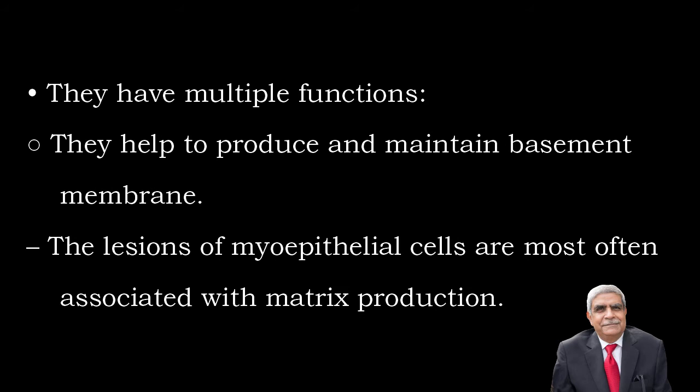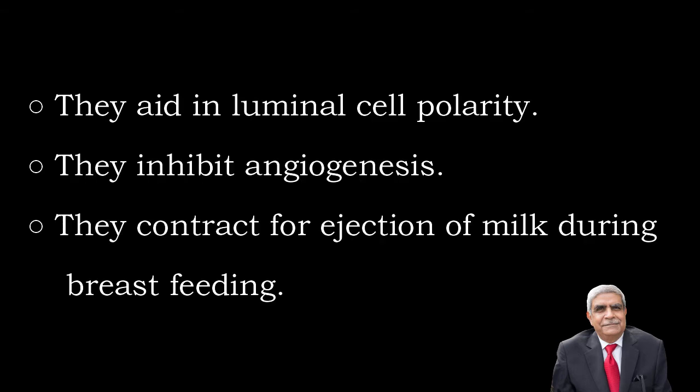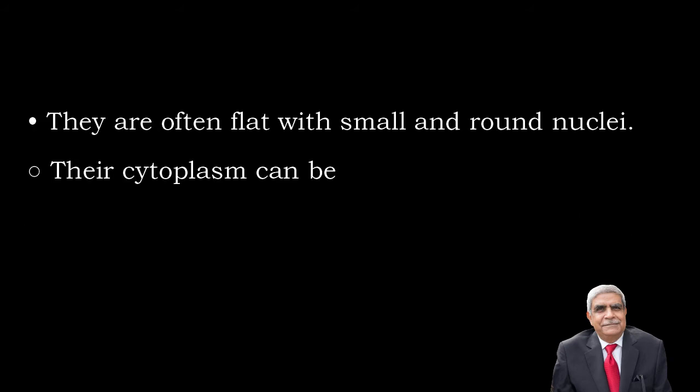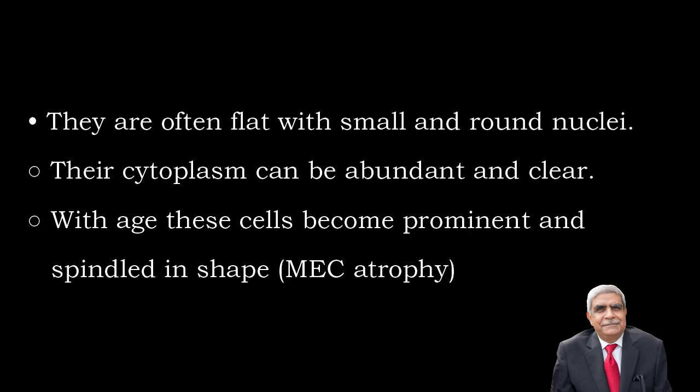The lesions of myoepithelial cells are most often associated with matrix production. They aid in luminal cell polarity. They inhibit angiogenesis. They contract for ejection of milk during breastfeeding. They are often flat with small and round nuclei. Their cytoplasm can be abundant and clear. With age, these cells become prominent and spindled in shape.